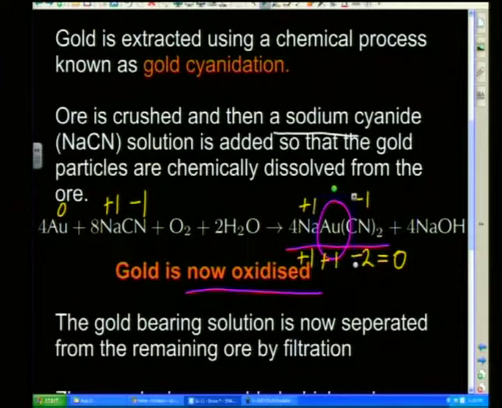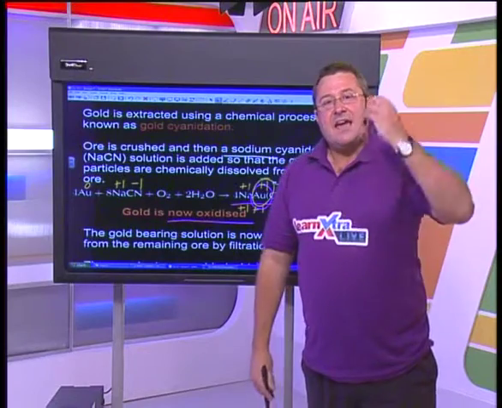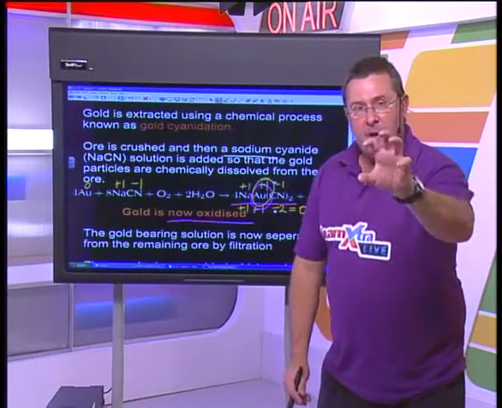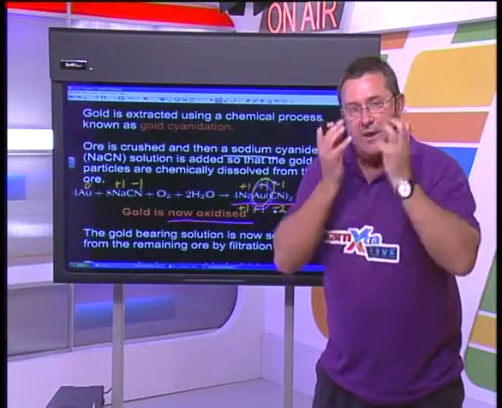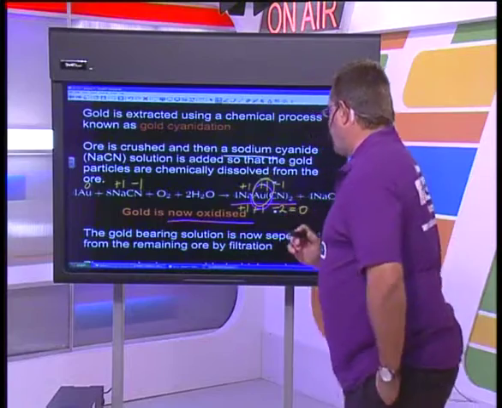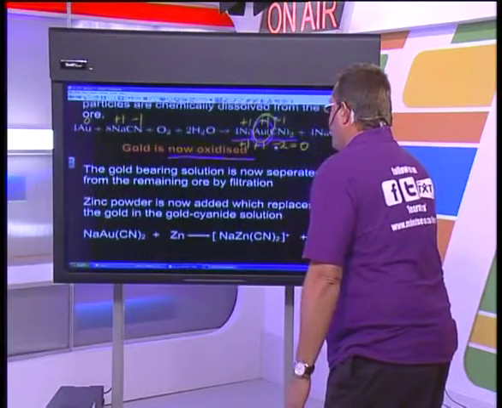Yeah, there it is. So therefore, can you see, guys, that gold is actually in the +1 oxidation state. It has been oxidized. In other words, it has lost an electron. To form that compound that we're able to extract, we have to oxidize it, and we have now got it in the +1 oxidation state. So what do we now do after that?